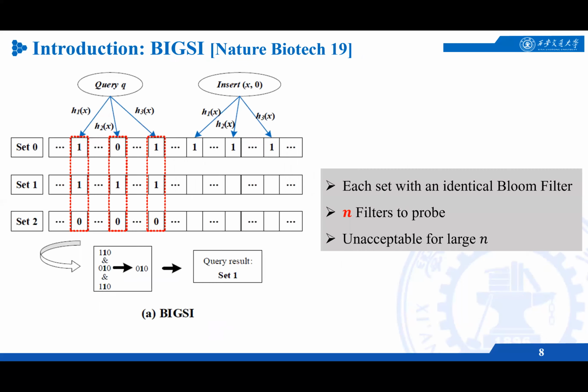The current method to address multi-set multi-membership query is to allocate a sketch of membership query for each set. For example, BigSI allocates an identical Bloom filter for each set. During query phase, BigSI checks n filters to determine the membership set. The query speed is linear with the number of sets, which is unacceptable for a large n.